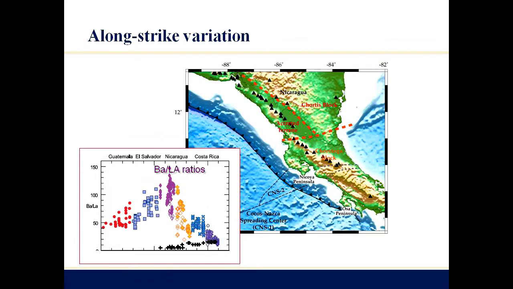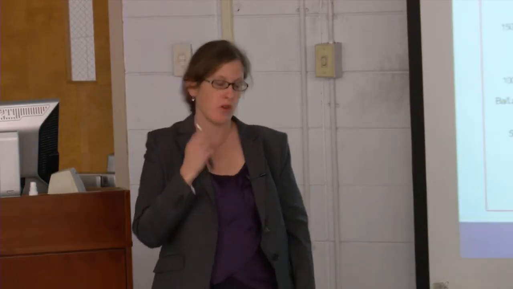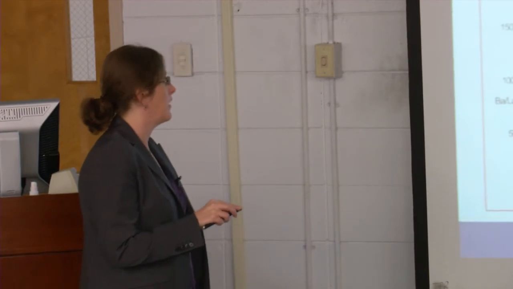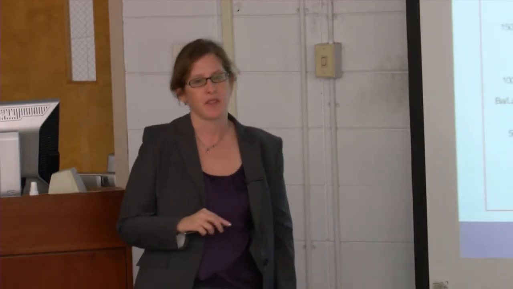That is related to a big change that occurs in the geochemistry of the magmas coming out of this arc system. So starting down here in Costa Rica, what I'm showing is barium-lanthanum ratios versus distance. So we have Costa Rica up to Guatemala. And the key point is that some of the highest barium-lanthanum ratios in arc lavas in the world are coming out of these Nicaraguan volcanoes.